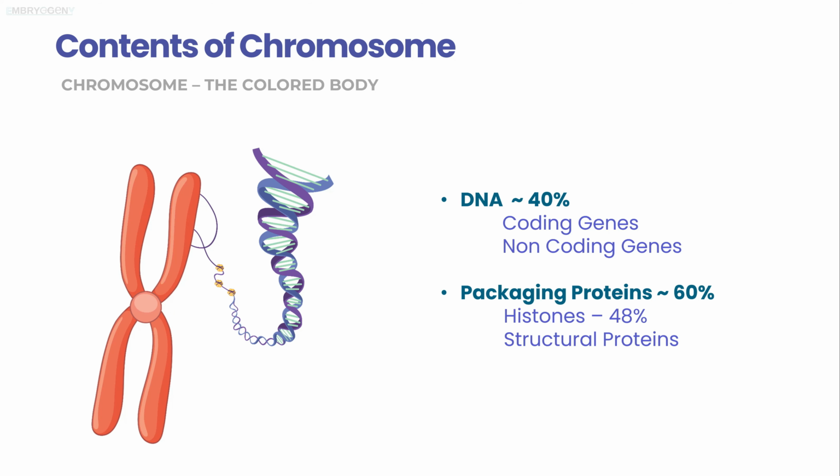The contents of a chromosome. We already saw in the first lecture how chromosomes were compacted. So, what do chromosomes contain? Chromosomes contain DNA and packaging protein. Approximately 40% of chromosome is dedicated to DNA, which contains coding as well as non-coding genes. However, 60% of the chromosome is packaging protein, which is made up of histones and structural proteins.